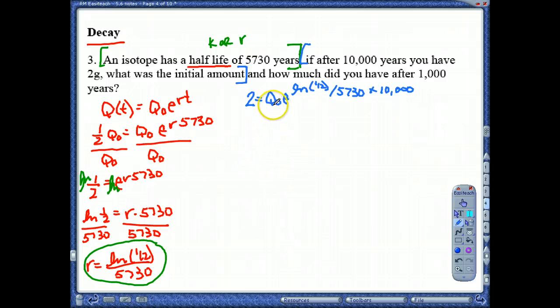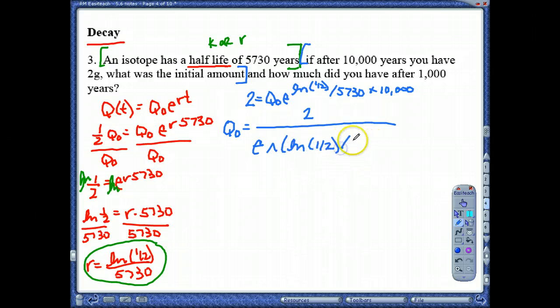Now we want to find out what Q sub 0 is, so we're literally going to divide both sides by e to the wow power. And yes, that is the mathematical term for what we're doing here. All right, so I'm going to take 2 divided by e to the natural log of 1 divided by 2, divided by 5,730, times 10,000.